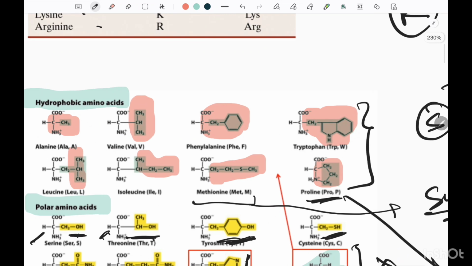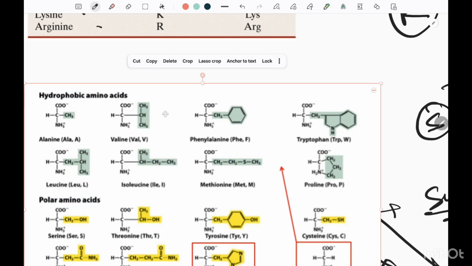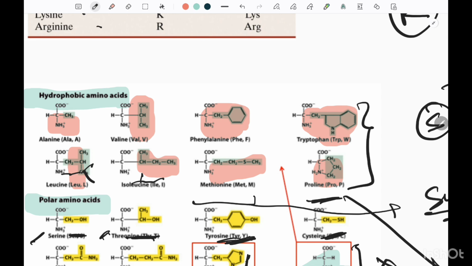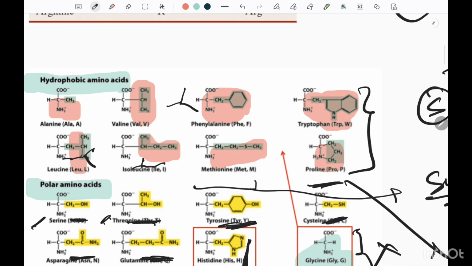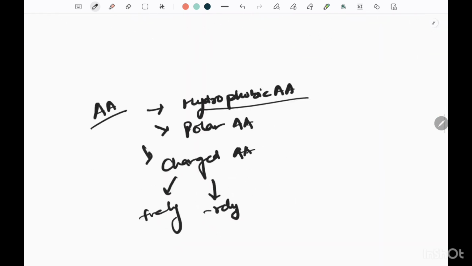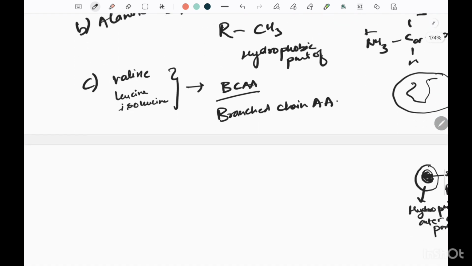So this is leucine. As you can see, there is CH2, CH, and then there's a branch formation, right? For isoleucine, there's CH, CH3, and there is CH2 and CH3, right? And for valine, there is CH and CH3. So there is some sort of branching happening. That is why these are called branched chain amino acids.